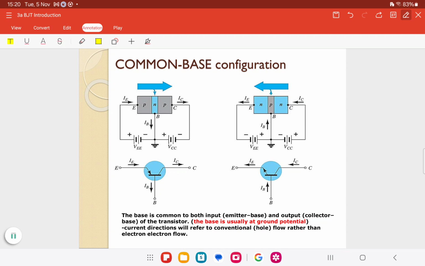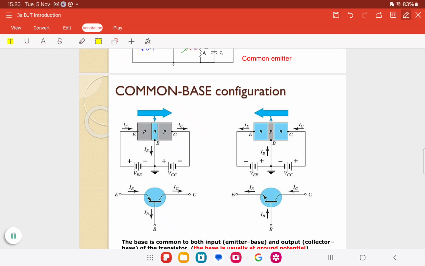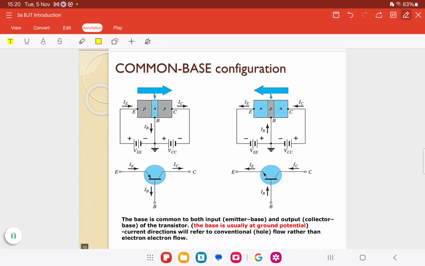Okay, the first configuration is common base. So, common base has high AV, unity AI. Okay, so for common base, the input is connected to the emitter, the output is connected to the collector. So the base will be common for both input and output. Okay, there are two, NPN and PNP.